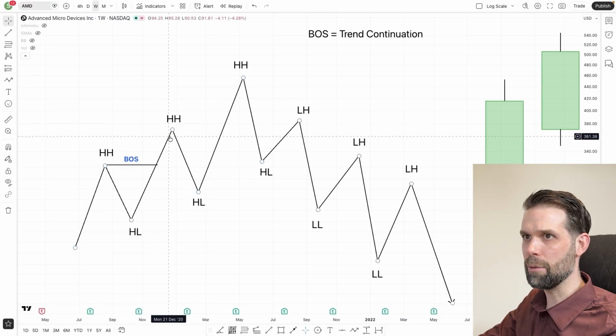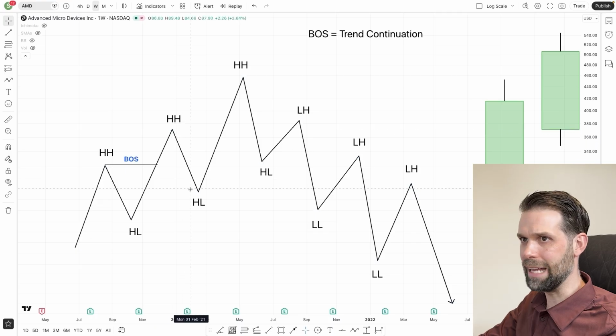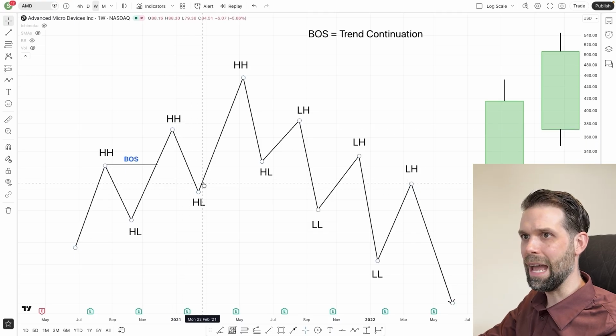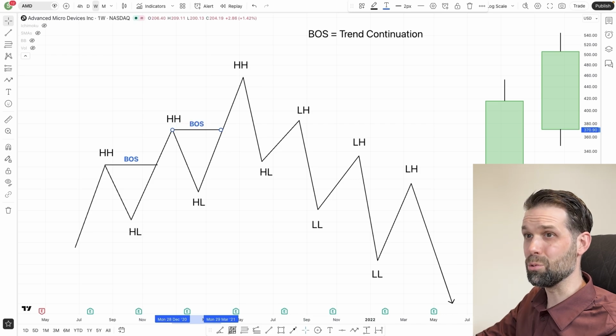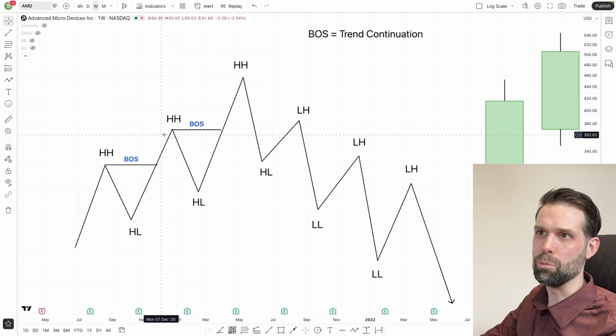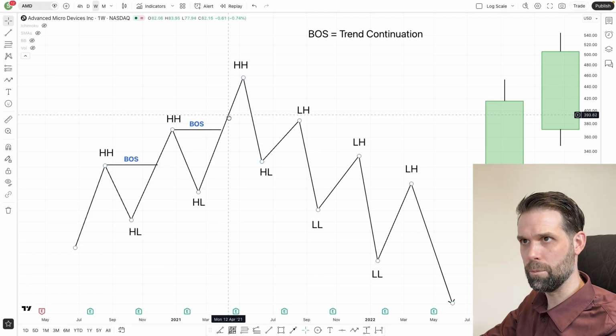And then price travels up here to the next higher high, and we roll over and we travel down to the next higher low. And now as we travel back up here, we break to the upside and we close candles above the previous high, that is another break of structure to the upside. It's a signal of trend continuation.